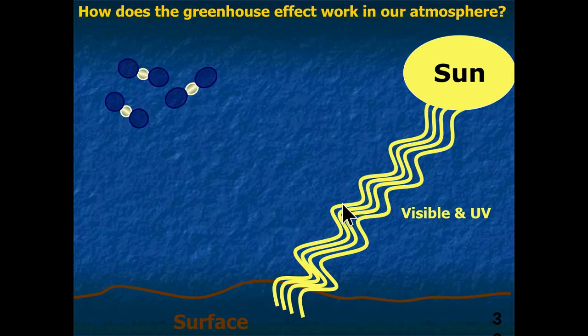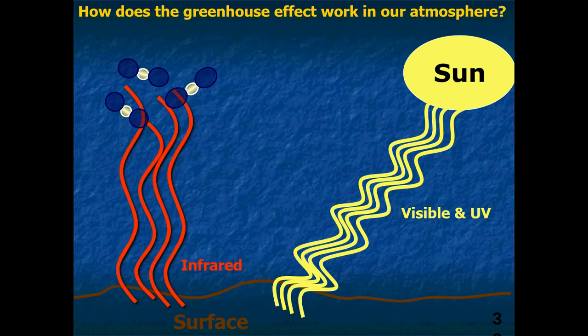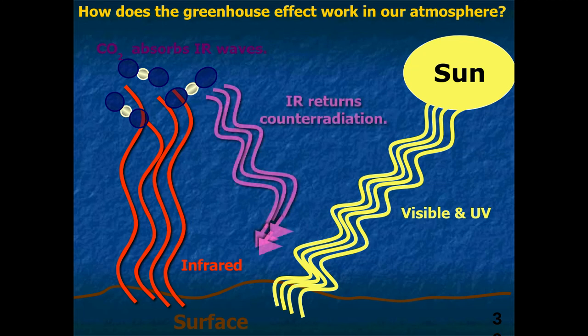And then once it makes contact with the land and the water on the Earth's surface, the land and water converts it to a longer wavelength, which is the infrared part of the spectrum. And then as that infrared heat rises in the Earth's atmosphere, it comes in contact with greenhouse gases, and in this case I put carbon dioxide. The greenhouse gases absorb the infrared radiation and then counter radiate it back to the surface.